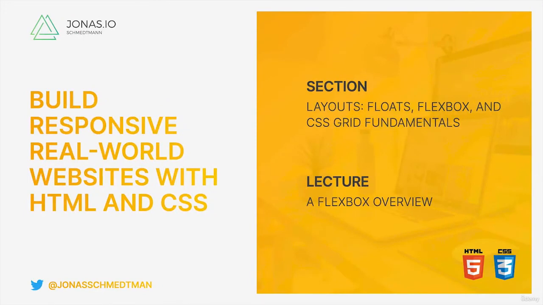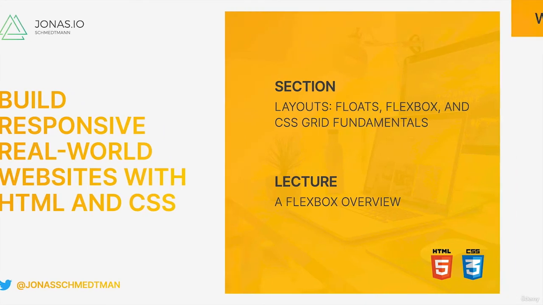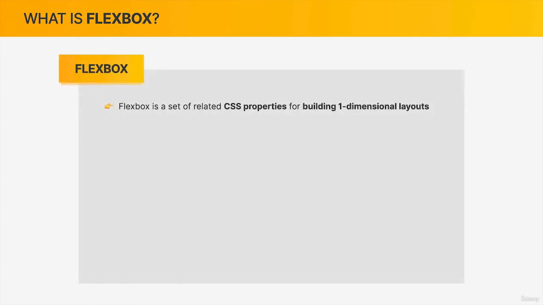Let's now define what exactly Flexbox is and when and why we need it, and also talk about some important terminology around Flexbox, and finally also get an overview of all the properties that are part of the Flexbox specification. So a one-line definition of Flexbox is that it is a set of related CSS properties that we can use to build one-dimensional layouts.